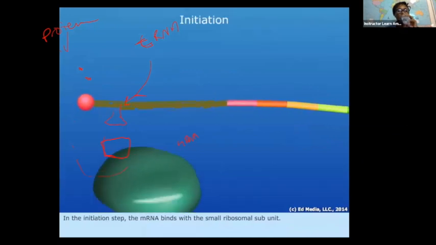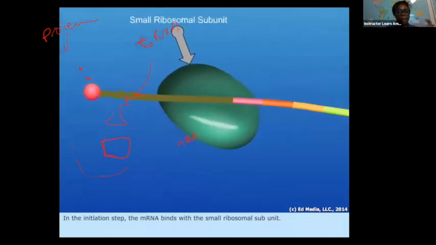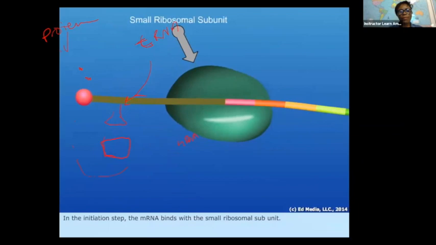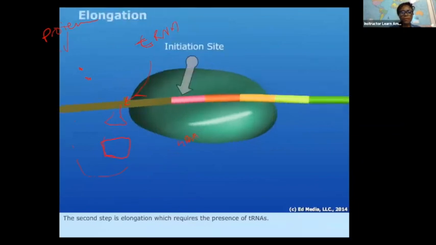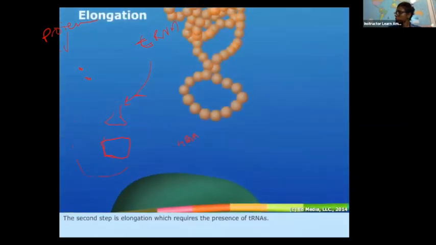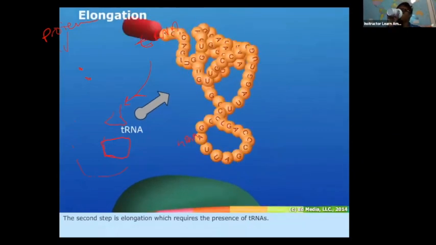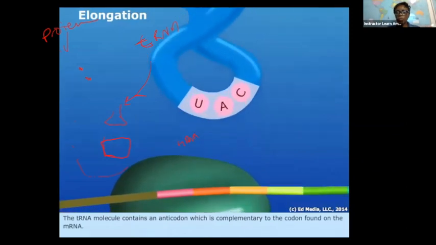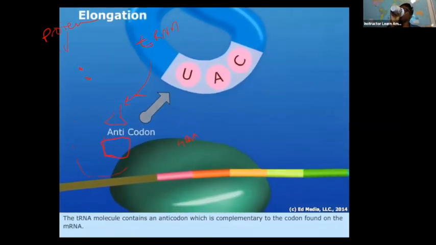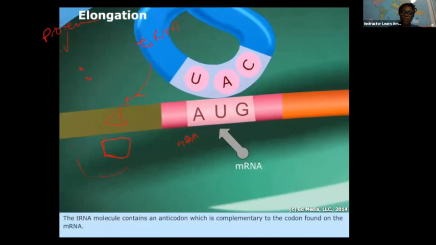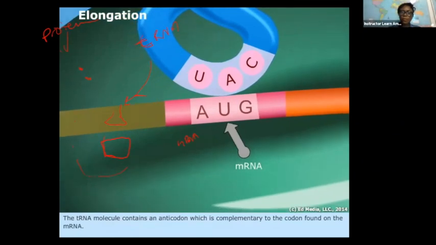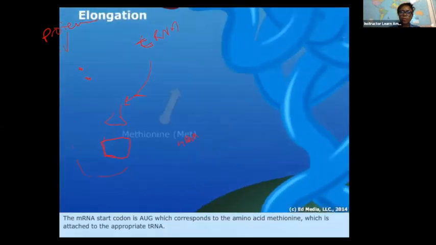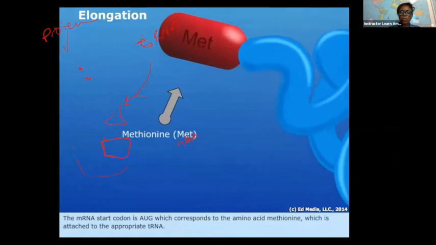In the initiation step, the mRNA binds with the small ribosomal subunit. The second step is elongation, which requires the presence of tRNAs. tRNA molecule contains an anticodon, which is complementary to the codon found on the mRNA. The mRNA start codon is AUG, which corresponds to the amino acid methionine, which is attached to the appropriate tRNA.